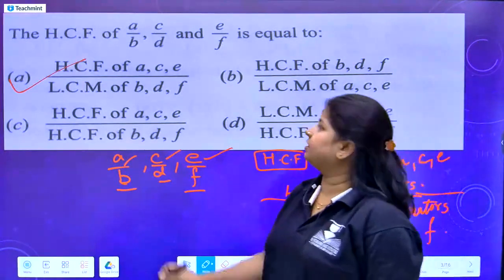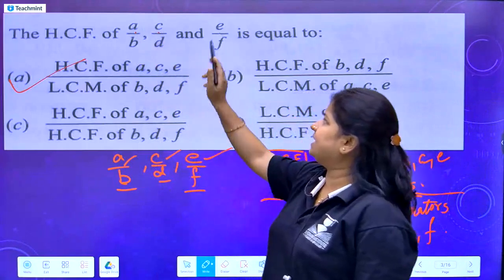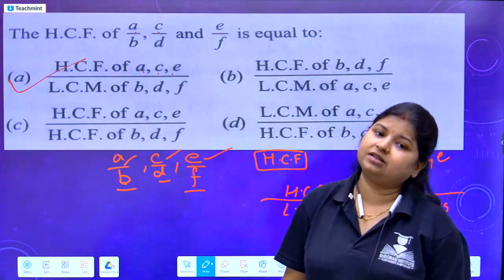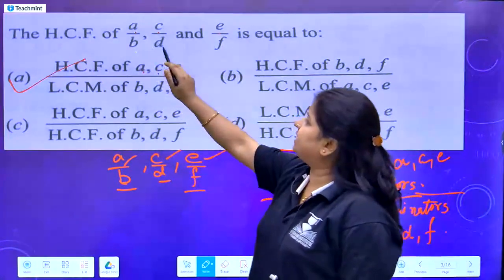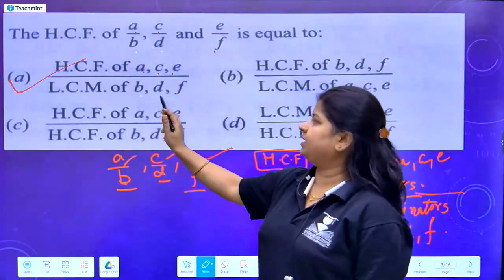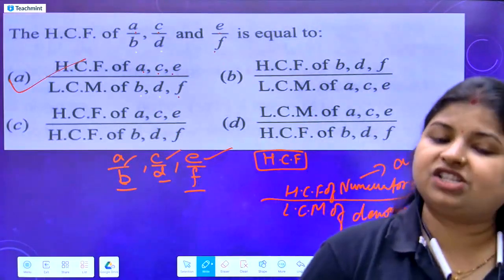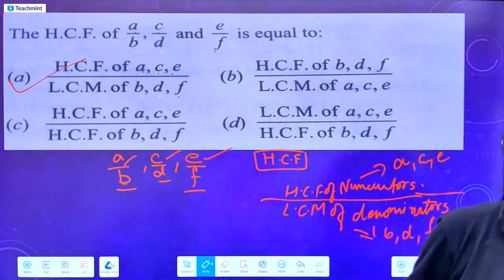HCF of numerator. Numerator is ACE. So ACE. LCM of denominators. Denominator is BDF. So BDF. Okay, ma'am. Ajish, what did you not get? Tell me.